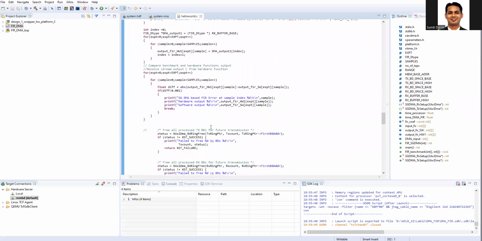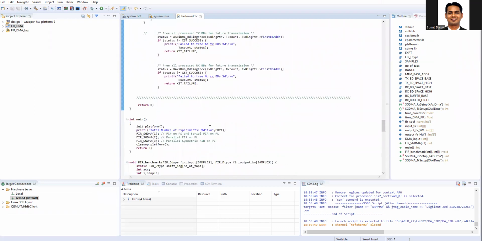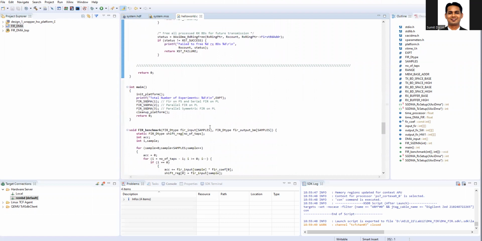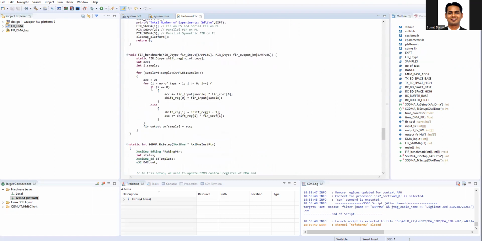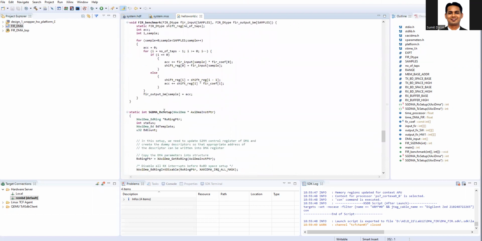So the code is more or less the same as the previous lab, where we are going to compare the FIR filter on the processor, serial FIR filter, parallel FIR filter, and the symmetric parallel FIR filter. And the benchmark function is the same, RX setup and TX setup functions are the same. Now we will quickly test this design on the hardware.